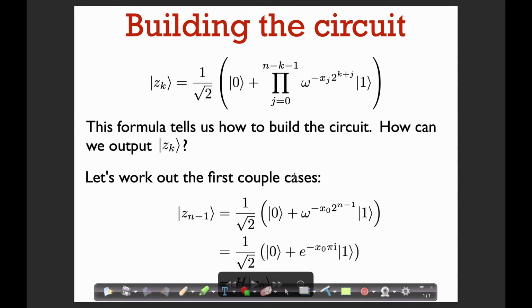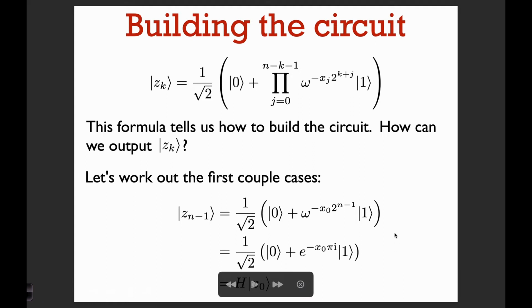Okay, so now we basically have everything we need to actually build the circuit. But to understand how this works, let's start with the easiest case, and that is looking at z_{n-1}. From what we said on the last slide, z_{n-1} only depends on the least significant bit of x, so it only depends on x0. So let's see what happens when we plug in n minus 1.